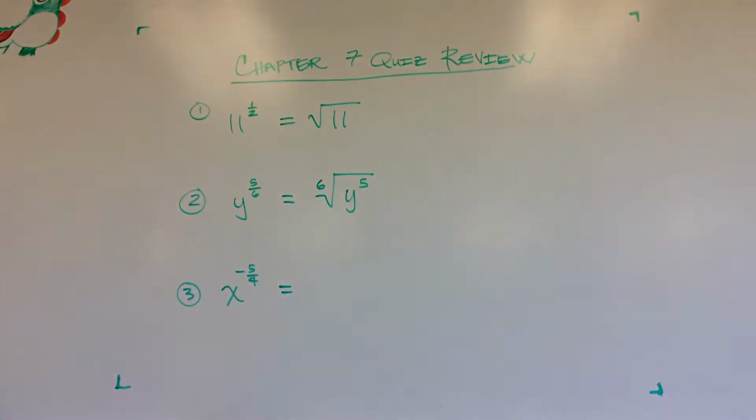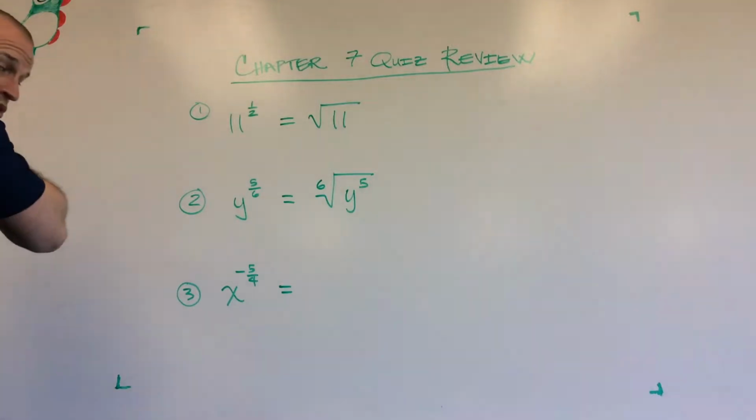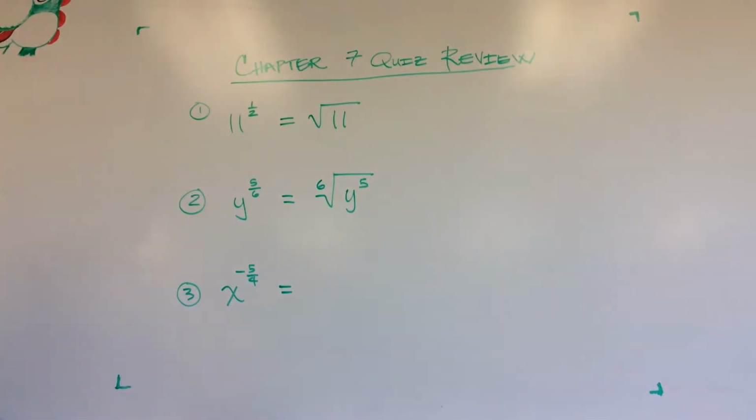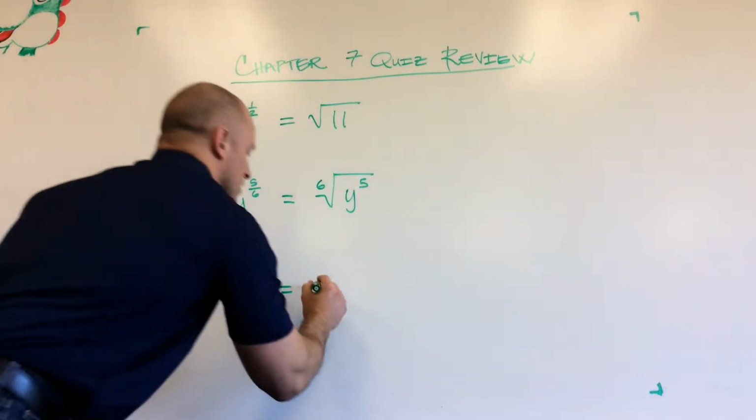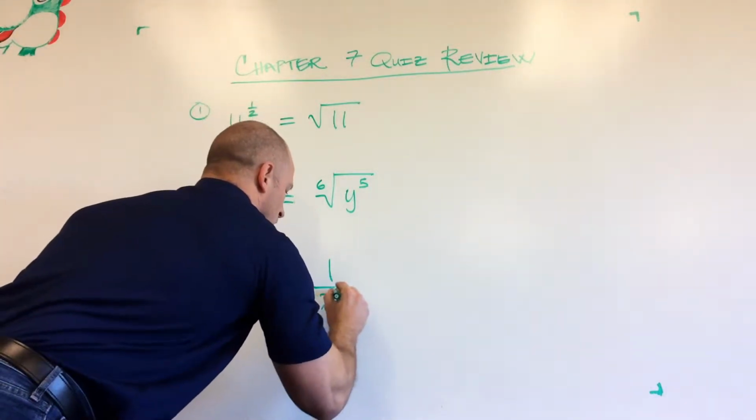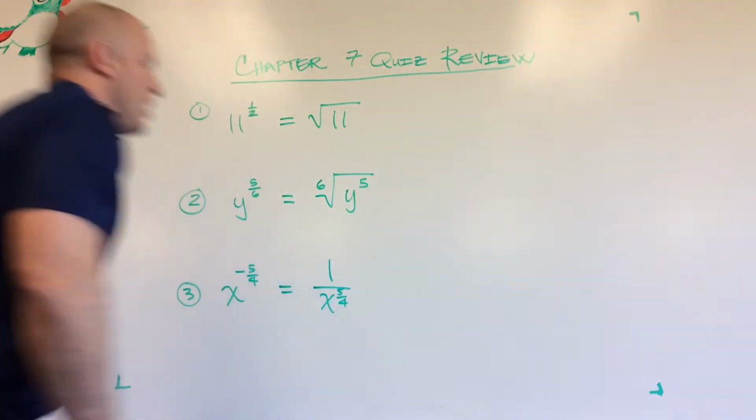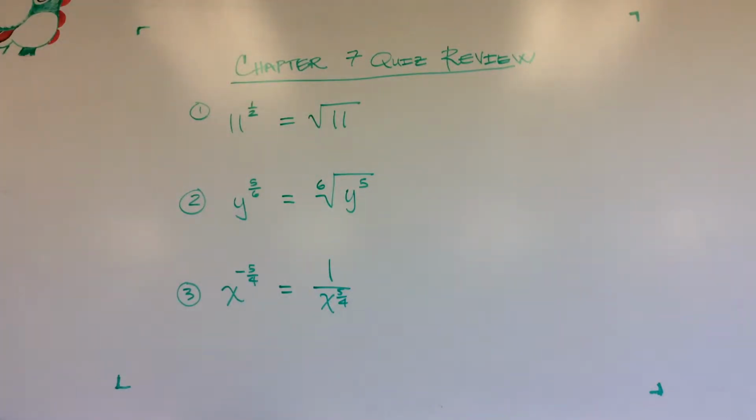With x to the negative 5/4, we have to first deal with the fact that we have a negative exponent. A negative exponent is the same as the same exponent on the bottom side of the fraction. So here we just rewrite as 1 over x to the 5/4. From there, looking at x to the 5/4, we realize that's a radical. So we need to eliminate that radical.